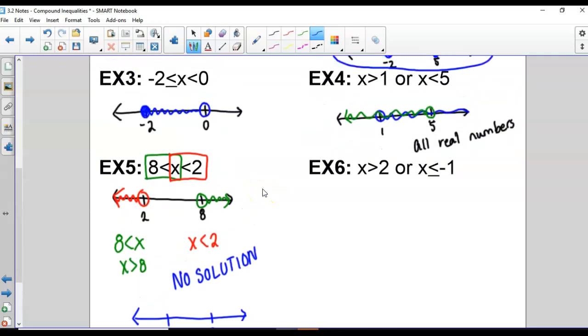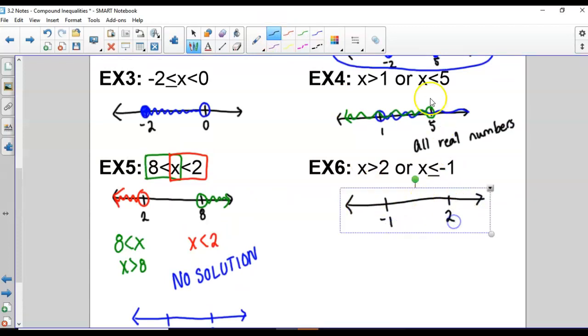Okay. Our last one here, we've got -1 and 2. Whenever we graph x is greater than 2, we'll have a closed circle in this way. We have x is less than or equal to -1, so we would have a closed circle and shade to the left. This is an OR problem, so it's perfectly okay that these don't overlap. This is your answer.